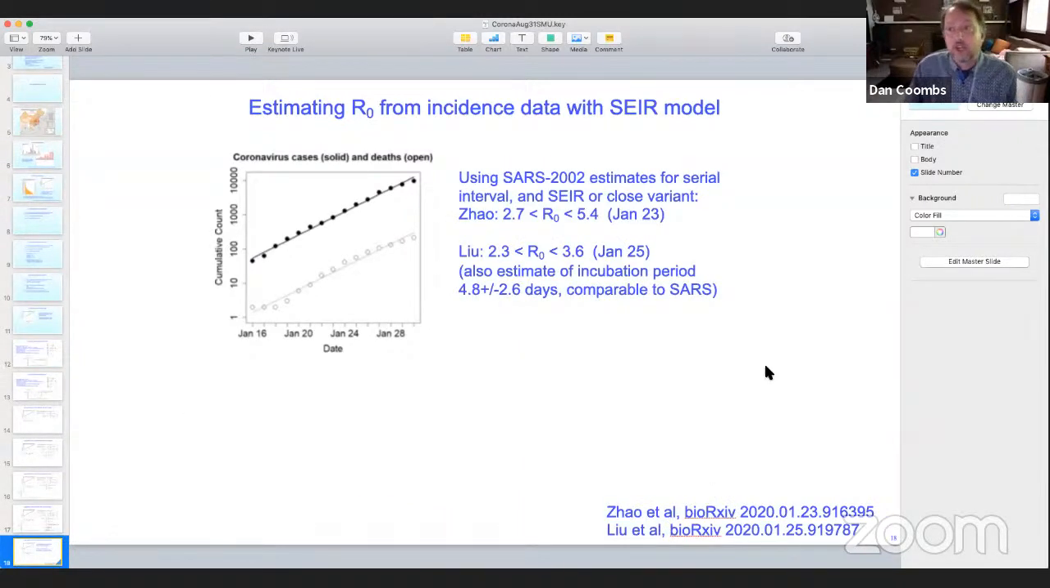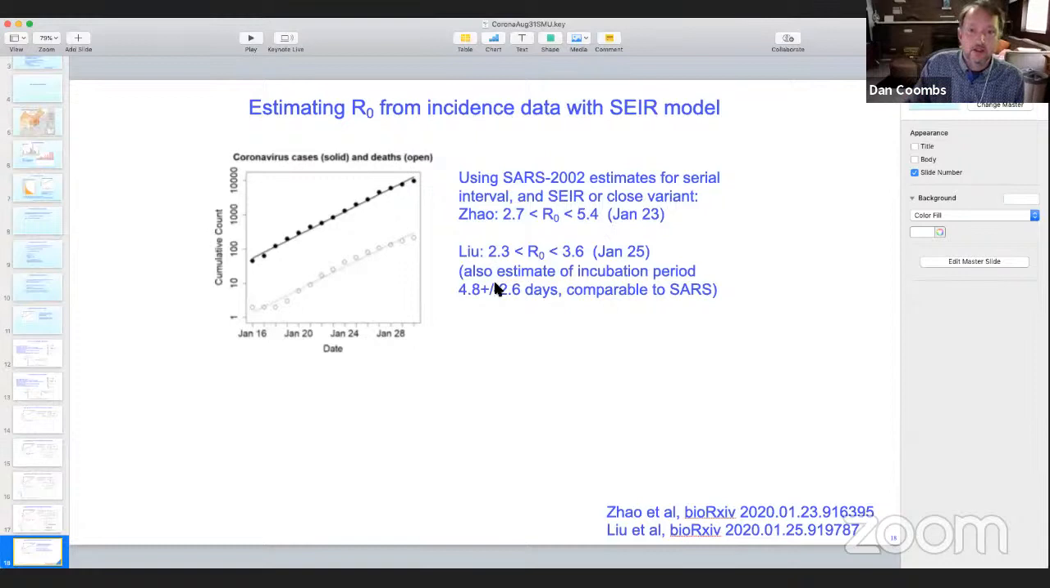So way back on January 31st, a couple of groups out of China were publishing estimates of R0 based on exactly this kind of data, either from Wuhan or from all of China. And you can see they were reasonably close, depending on which data sets they were using. How did they get those two additional parameters? Well, they said this is a coronavirus, it's related to SARS 2002. We'll just use those as estimates.